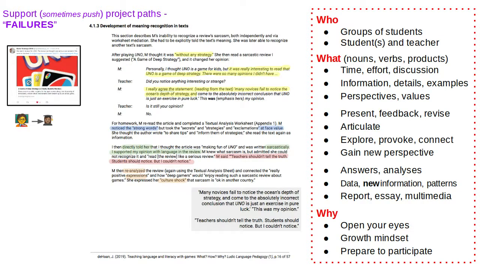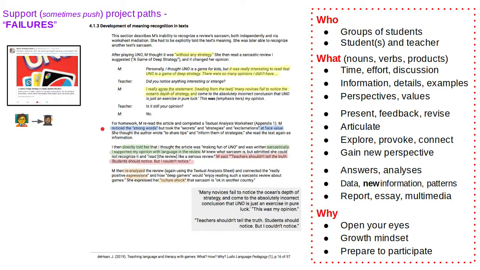It was very funny. My student read it, and then she said, "It's really interesting to read that Uno is a game of deep strategy. There were so many opinions I didn't have." And she started to agree with the article, right? "Many novices fail to notice the ocean's depth of strategy." So she changed her mind. She noticed the strong words, but even through this, I asked, did you notice anything? Is this your opinion? She took those at face value.